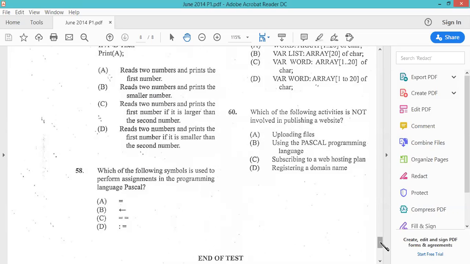C. No. Publishing the website is when you post the website on the internet. Uploading. So when you publish the website, that means that you're finished with it and you're putting it on the internet. Using the Pascal programming language? Very good. That's the answer. You would use the Pascal programming language when you're making the website, not when you're publishing it. You'd already done that part. That's when you're creating the website.